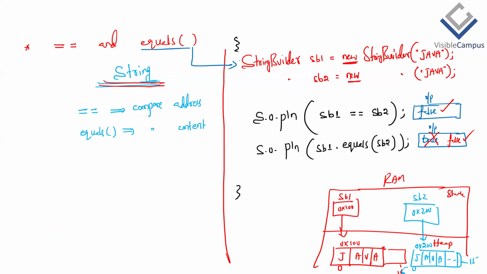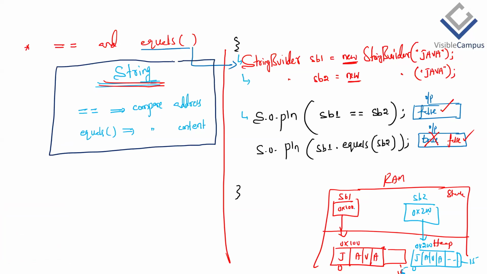Then the JVM comes to line 1, line 2 is done, then line 3. Double equals will do what? Comparison of address. Is the address the same? No, therefore false. Then SB2 dot equals will do what? Content. Content is the same, but I'm saying false. But I'm saying it is false. The reason behind this is, when it comes to string, this is the story: double equals will compare the address, equals will compare the content.